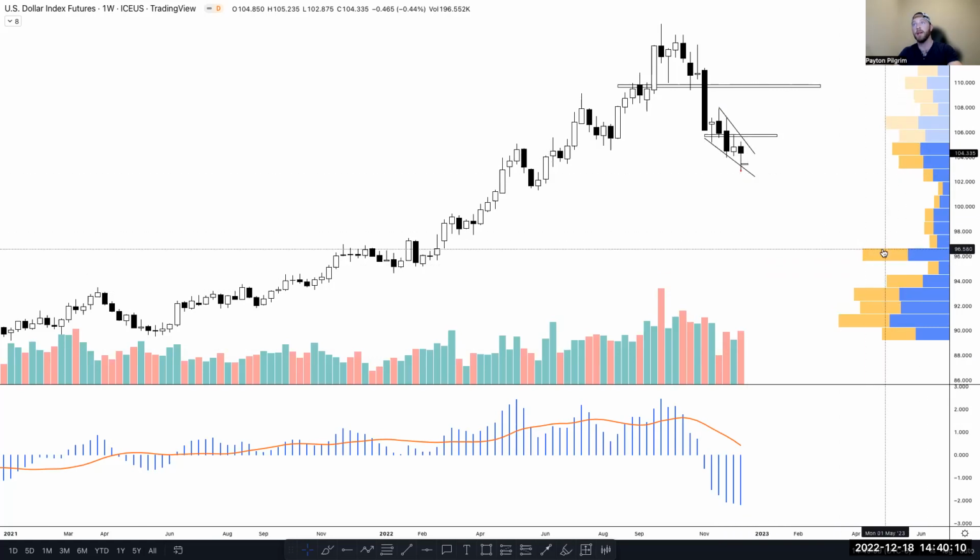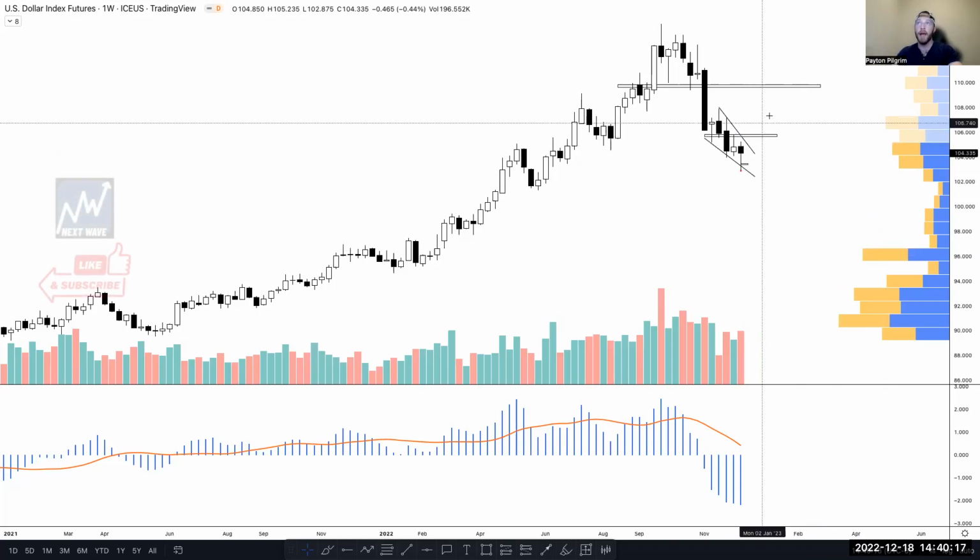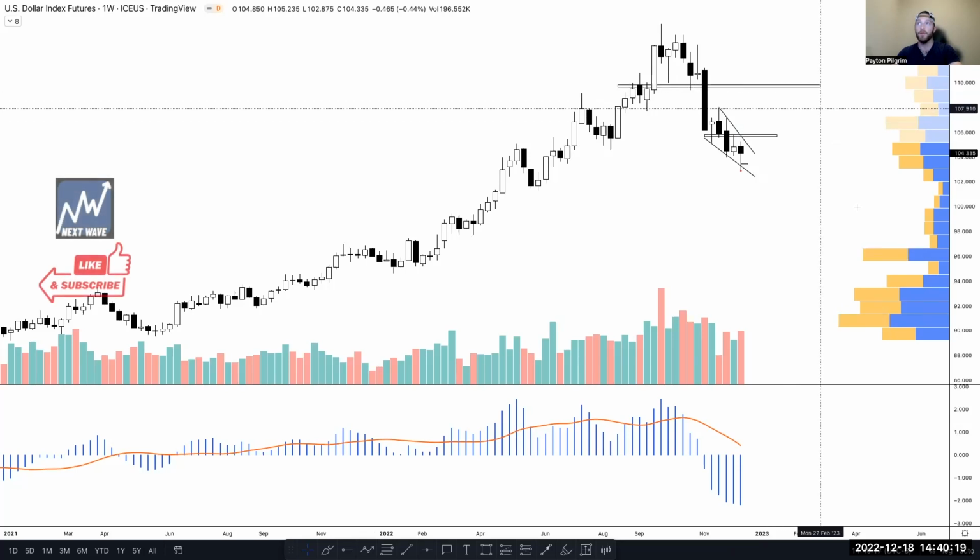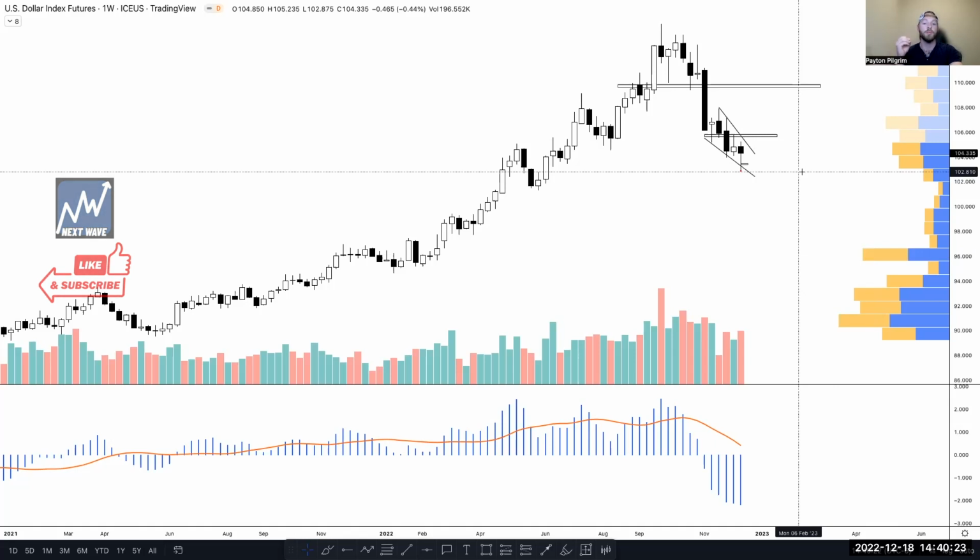The next area of importance is way down at the 96 area. So I personally think the market has some room to correct before it makes its way down there, if it's going to go down there. We're not really focused on that too much yet.